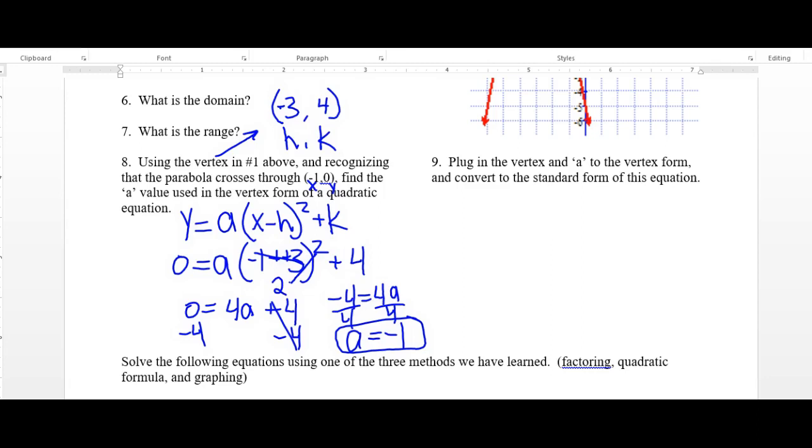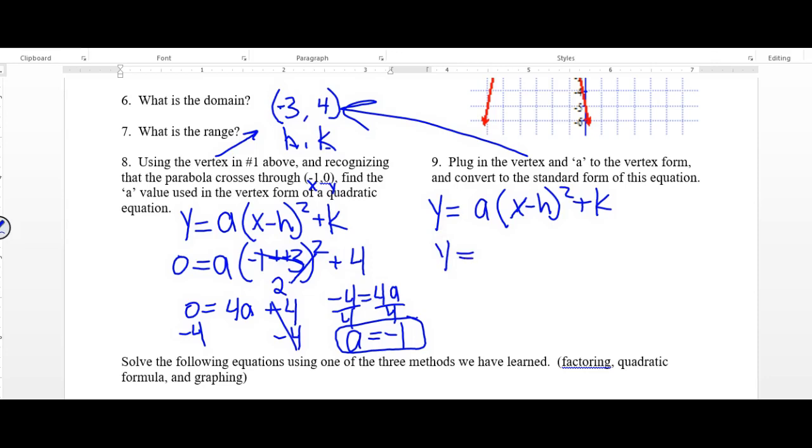On number 9, we can use that a, and we can use the vertex to find the standard form of the equation. So we have y equals a(x minus h) squared plus k. We're going to plug in not x and y. The equation has to have x and y in it. We're going to plug in h, k, and a. So y equals a, which is -1, times (x minus -3, change) squared plus 4.